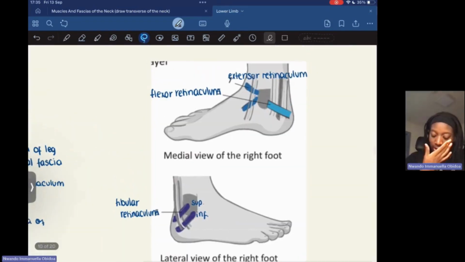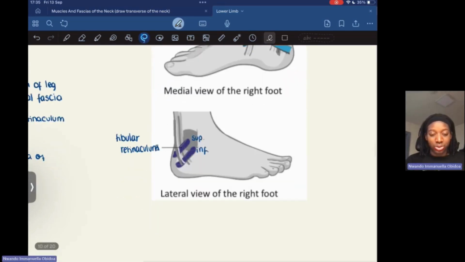And then by the ankles, respectively, on the medial side, we have an extensor retinaculum and then the flexor retinaculum. And then on the lateral side, we have a fibular retinaculum.